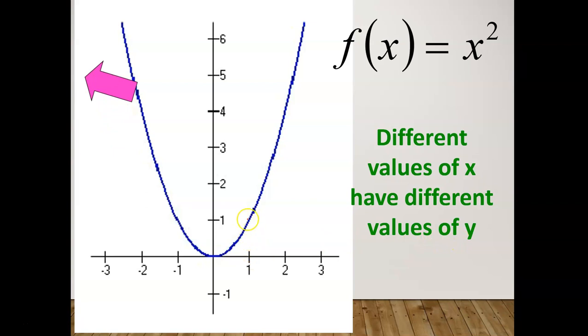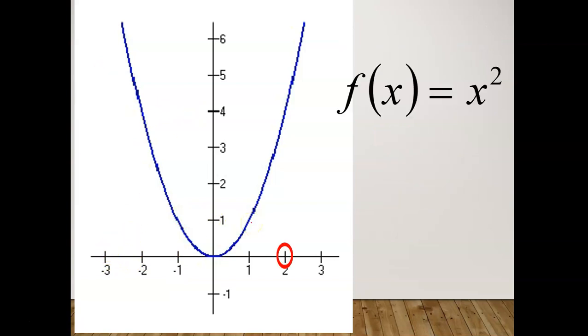But let's say different values of x have different values of y, meaning that when x equals 1, it equals 1. When x equals 2, it equals 4. When x equals 3, it equals 9. Negative 1 squared equals 1. Negative 2 squared is 4. Negative 3 squared is 9. Okay, let's say we want to find the limit when x is approaching 2.